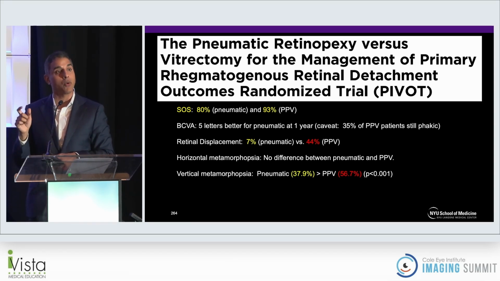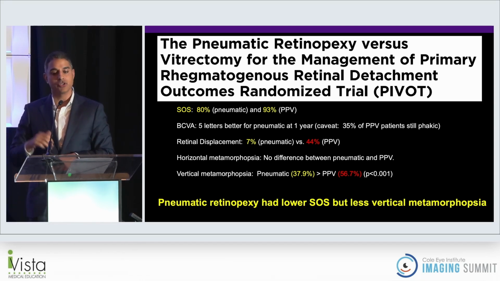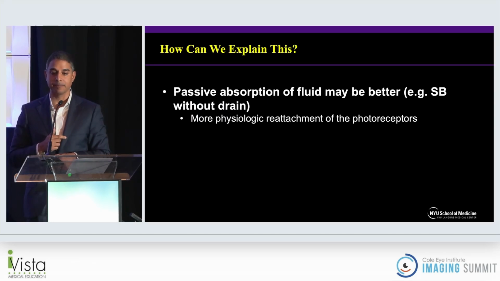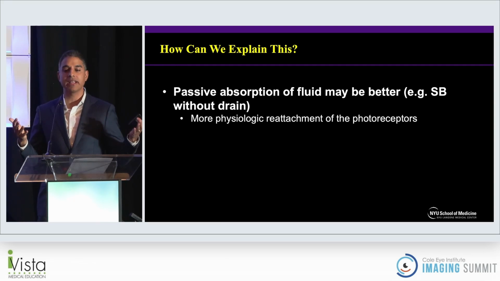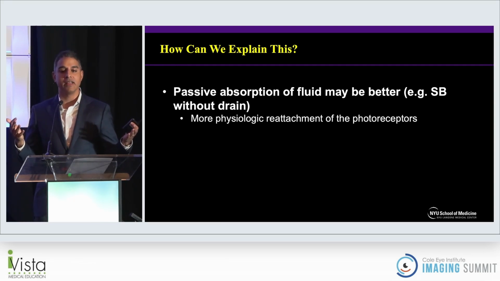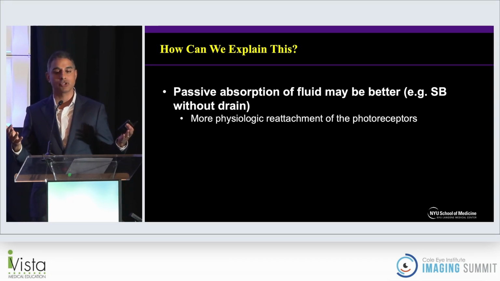And this was not horizontally focused, but rather it was about vertical metamorphopsia, suggesting some gravitational pull acting on the retina. So pneumatics, lower single operation success, but less vertical metamorphopsia. So how do you explain this then? How do you look at scleral buckle without drain and say this has the lowest rates of distortion?